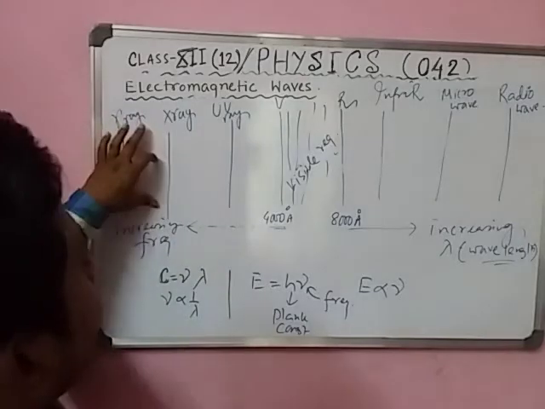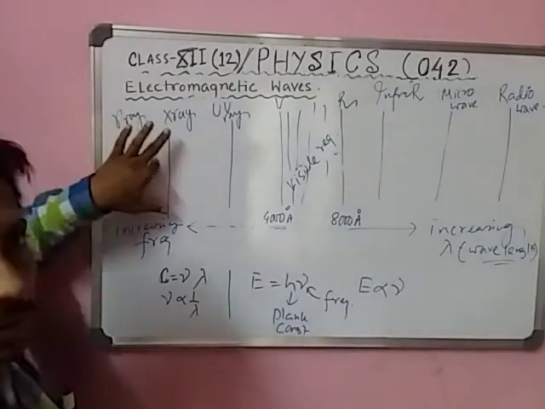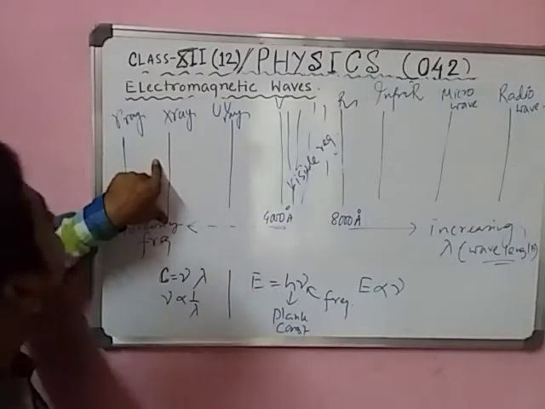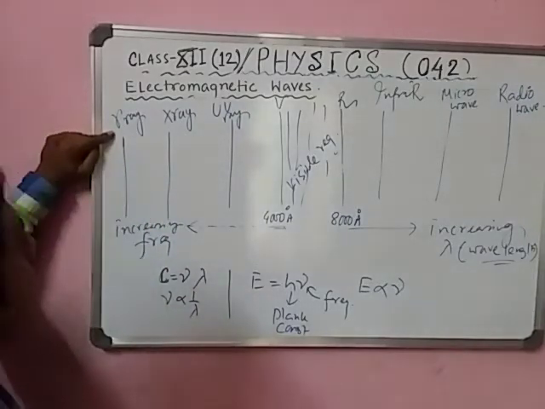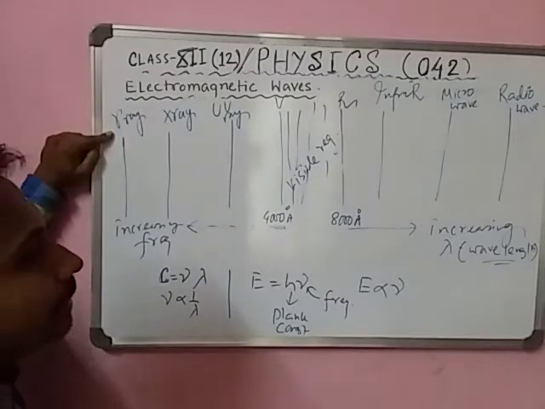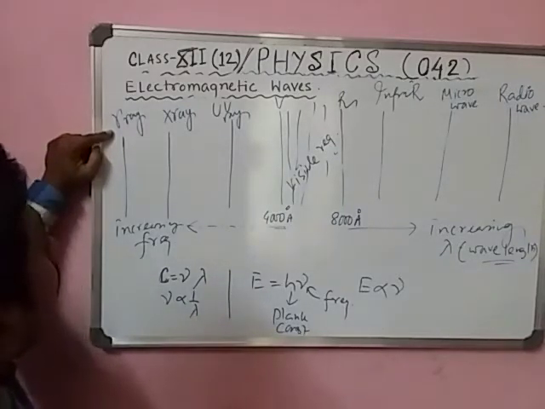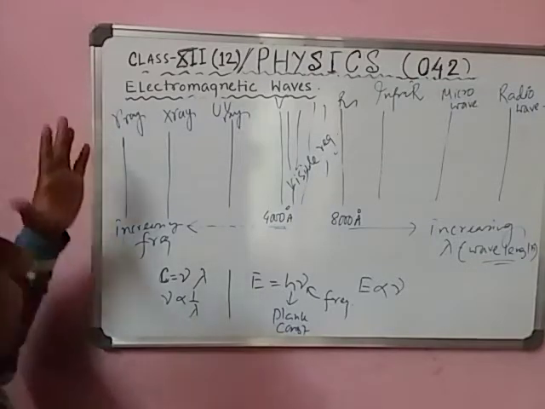X-ray can penetrate your muscles, so from both sides it comes back and you get an image of your skeleton. And gamma ray has more penetrating power than X-ray. It can penetrate 34 centimeter of thick gold plate. So it has more penetrating power.